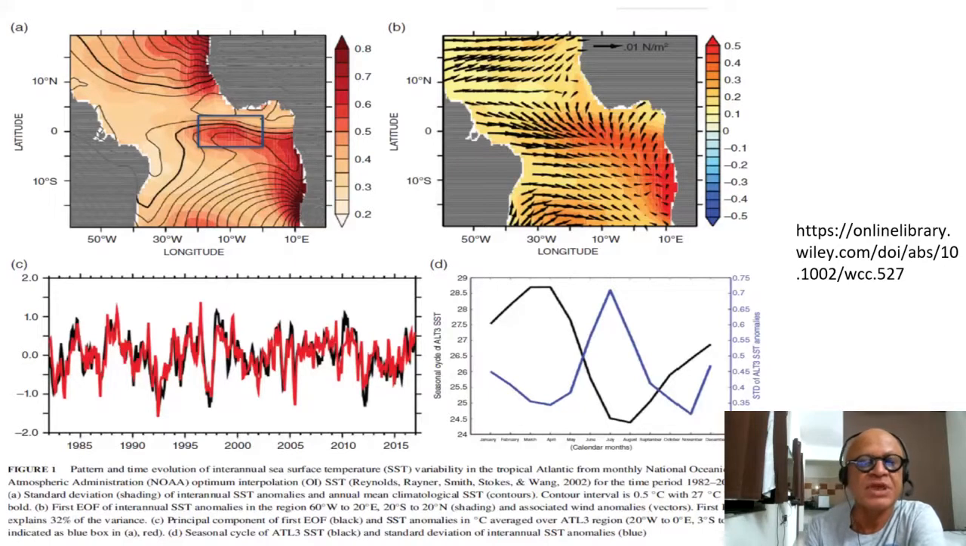Just to close out the chapter, then, the Atlantic Ocean also has something like an El Nino mode. It's called the Atlantic Zonal mode or the Atlantic Nino, and this is showing the pattern and time evolution of the interannual sea surface temperature variability in the tropical Atlantic from the NOAA data. And this is the region which gets warm. It doesn't have as much of a strong zonal contrast as the Pacific, and the zonal extent is small, so the wave travel times are small.